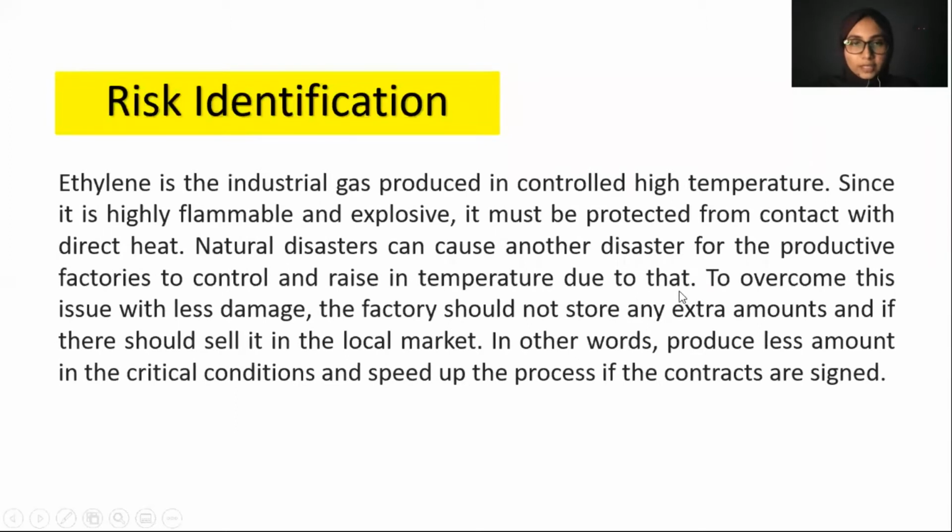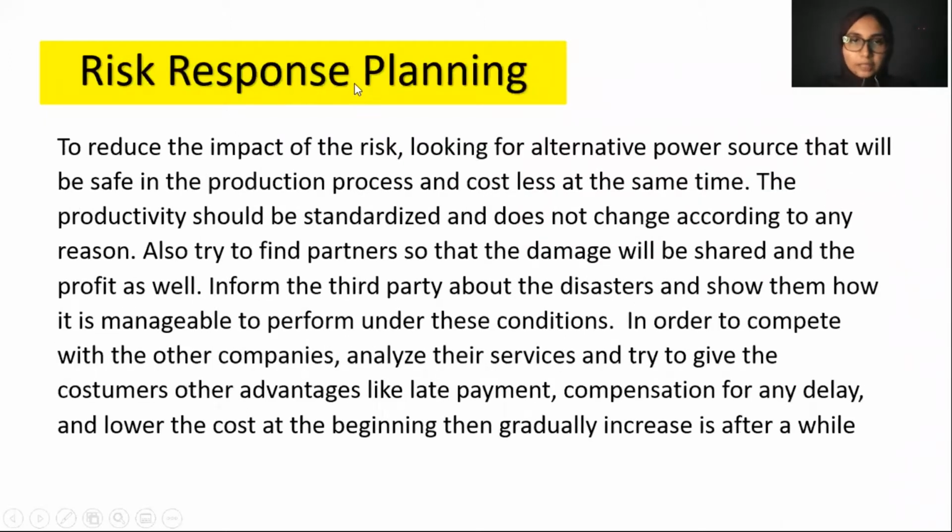Okay, the next one is risk response planning. To reduce the impact of the risk, look for an alternative power source that will be safe in the production process and cost less at the same time. For example, the productivity should be standardized and not change according to individuals. And also, find partners so that the damage will be shared, and the profit as well. Inform the third parties about the disaster and show them how it is manageable to perform under these conditions.